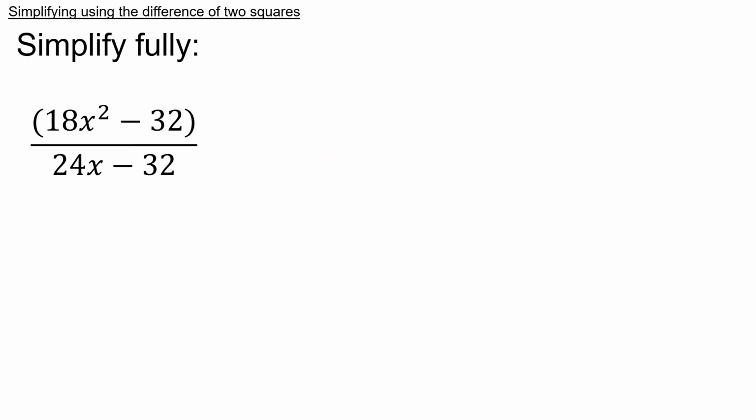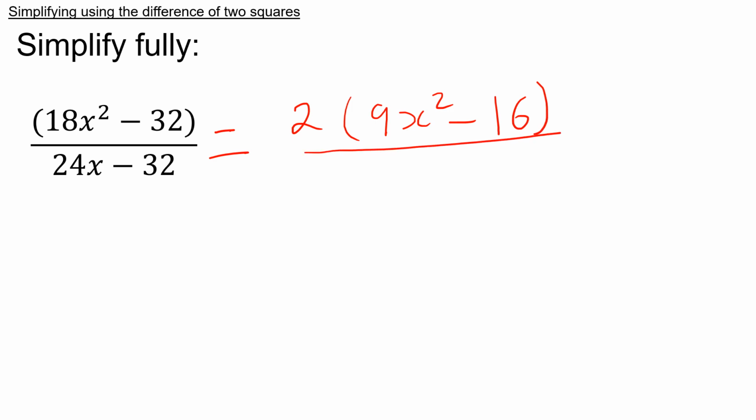Here's a trickier question. To simplify this expression, on the top of the fraction I could first take out a factor, working out the highest common factor. I could take out a factor of 2, and that will give me 9x squared take away 16. On the bottom, I could take out a factor of 8, which will give me 3x take away 4.